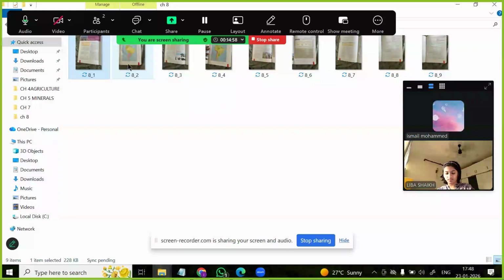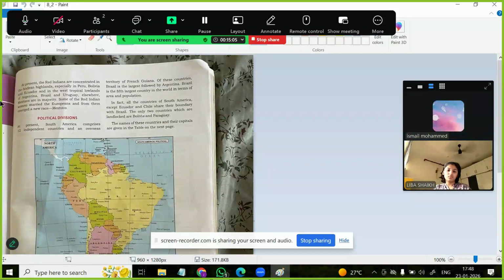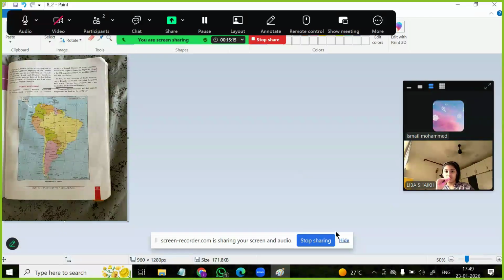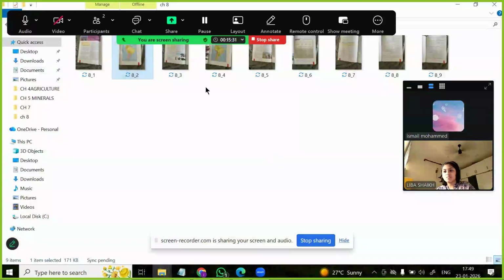Yes, next, we go to the next page. So, this is the next page. Okay. Let me, yeah, but this is very small. Just one moment. Okay, it's okay. I think it is opening in Paint, but let me open it with another thing.